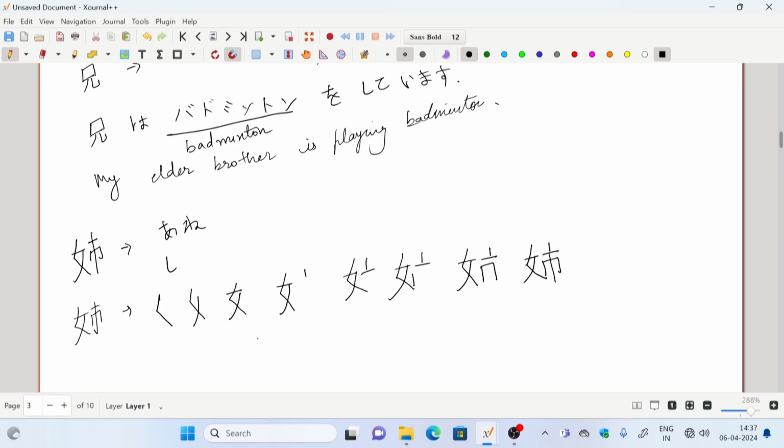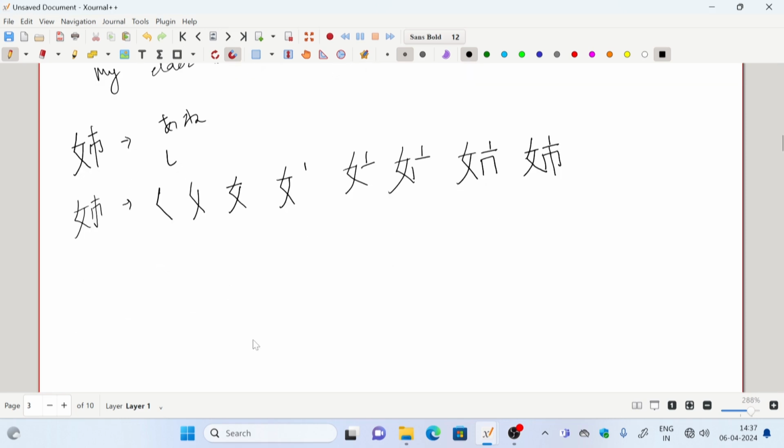So let's make a sentence. So my elder sister is studying maths or any other subject. You can put my elder sister. Ane wa.